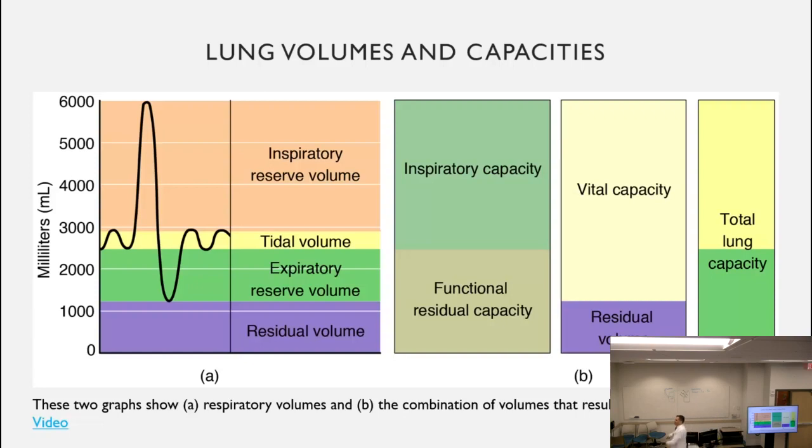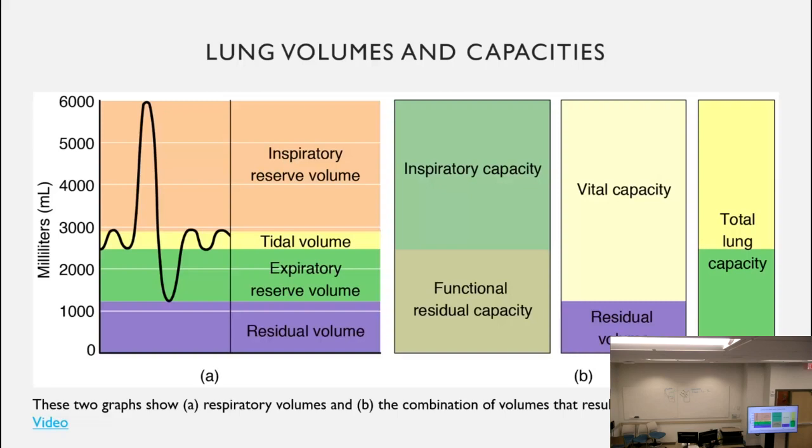And here we have a representation of these things that we can measure. Notice that we have some values on the left side that we call volumes. Volume, volume, volume, volume. And in the middle and on the right side, we have capacities. The difference is volumes are individual values and capacities are what we obtain when we add up two or more of these volumes. You can start wherever you like.